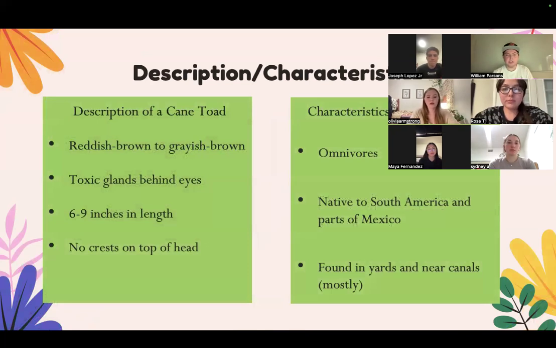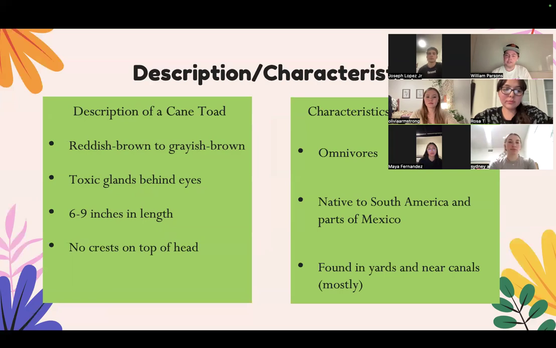Some descriptions of cane toads are that they can be reddish brown or grayish brown. And as stated before, behind their eyes, they have toxic glands that can injure or fatally injure animals that try to eat them. They can range from anywhere from 6 to 9 inches in length, and you can tell them apart from other toads because they do not have crests on top of their head.